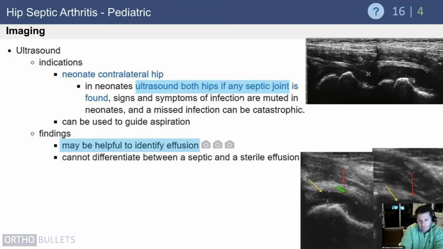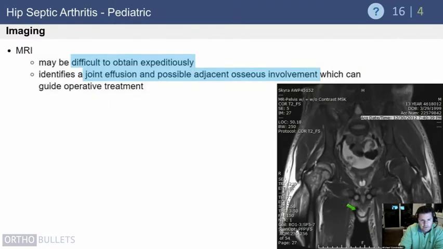What you're looking for is, this is the hip bone or the femur bone here, and you can see these are the muscles. You can see how it's lifted off, and there's some fluid sitting underneath, and that is an abnormal finding. MRI can be useful, but it's not often easy to get, particularly in very young kids.